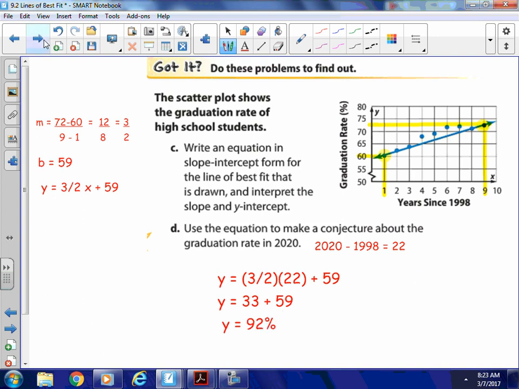And remember, these were percent. So what does that mean for the problem? Well, based on this data, I made a line of fit and I wrote the equation of the line. And then I plugged in the year 22 to find that it looks like we will have a graduation rate of 92% in the year 2020, which was year 22 that we plugged into the equation.